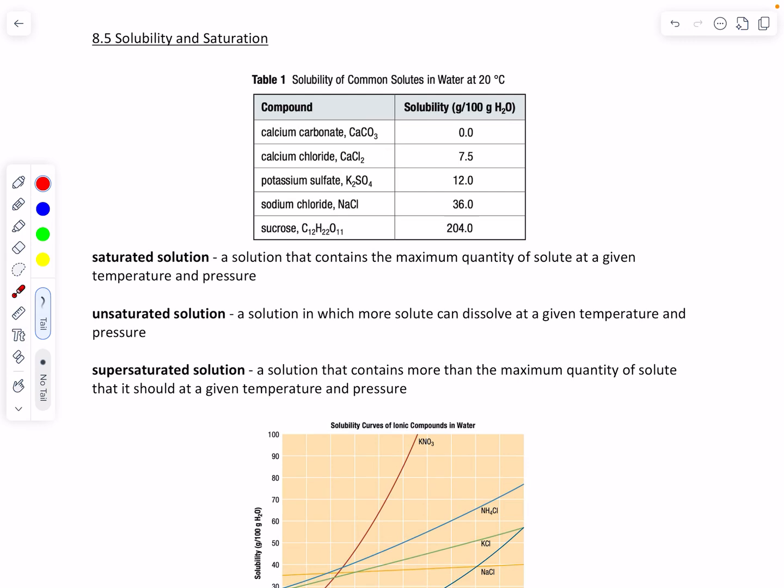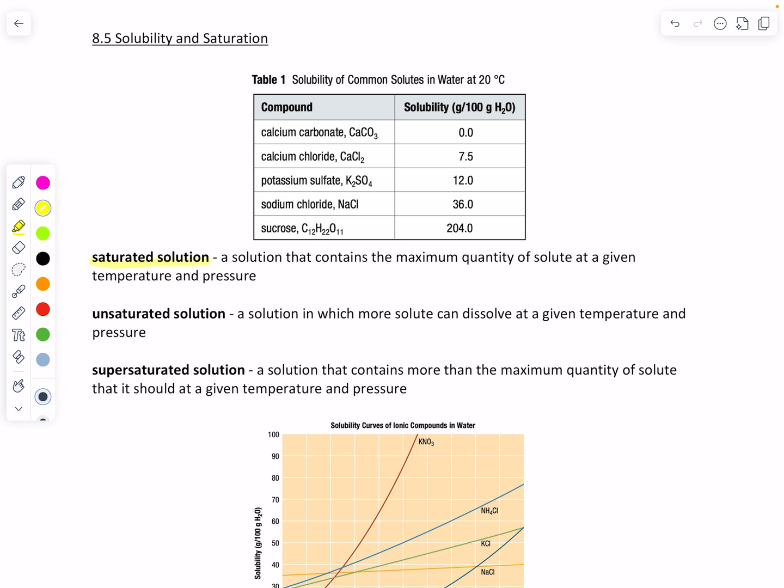8.5 Solubility and Saturation. Table 1 shows the solubility of common solutes in water at 20 degrees Celsius. And you'll notice that the various compounds have various solubility, the amount of a substance that can completely dissolve in 100 grams of water at 20 degrees Celsius. Let's define some important terms.